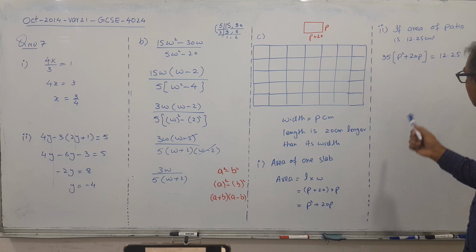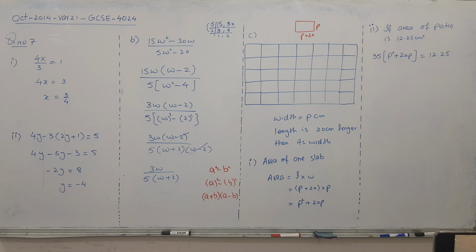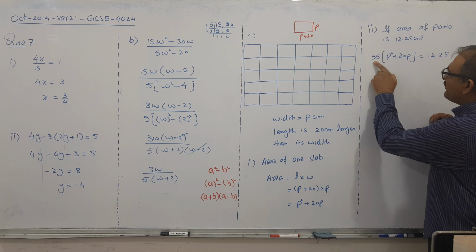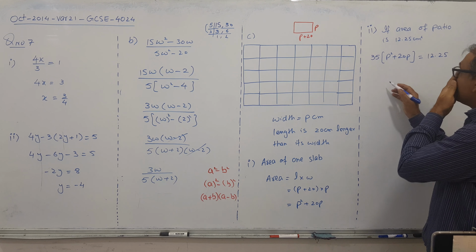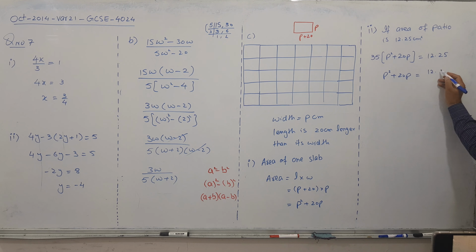So now check it. Now what is my target to prove? My target to prove is I have to see that there is no number beside it. So this 35 is not required there. Yes, because my target to prove is there is no number beside it. So this number I will divide. So P squared plus 20P and 12.25 divided by 35. And let me check what answer we get here. So 12.25 divided by 35, yeah, it is coming 0.35.